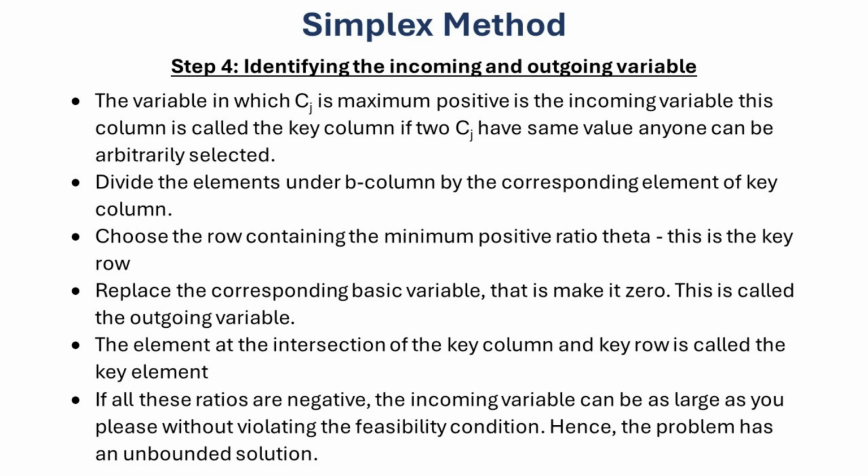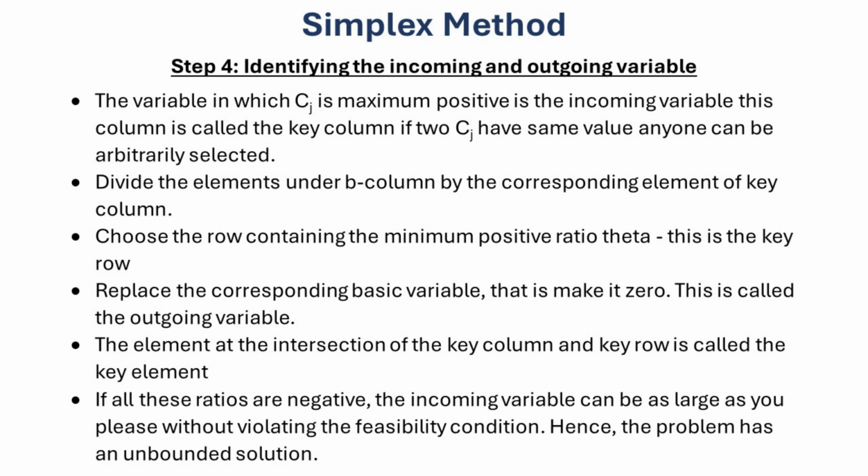The variable in which Cj, we just computed capital Cj, is maximum positive is the incoming variable. For example, in our question, the maximum Cj is 6. So that variable is against x3, so that x3 is incoming. That is, in our next table, x3 will be entered. And which term will be exiting? That exiting term is called the outgoing variable. What is it? We'll see.